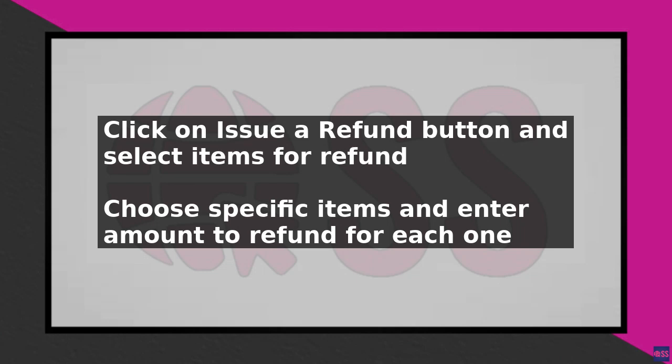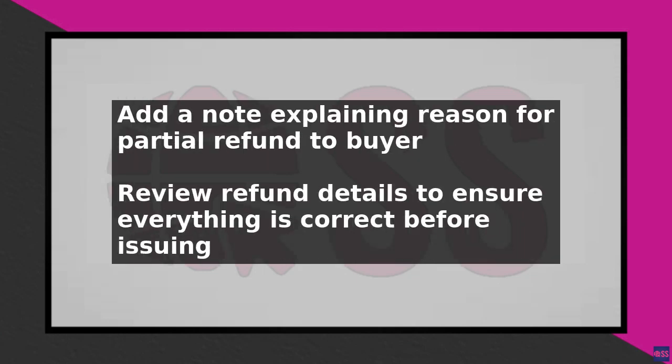finances. Once you have selected the items and entered the refund amounts, add a note explaining the reason for the partial refund. This note will be visible to the buyer, so be sure to be clear and concise. After adding the note, review the refund details to ensure everything is correct. If everything looks good, click the Issue Refund button to complete the process.